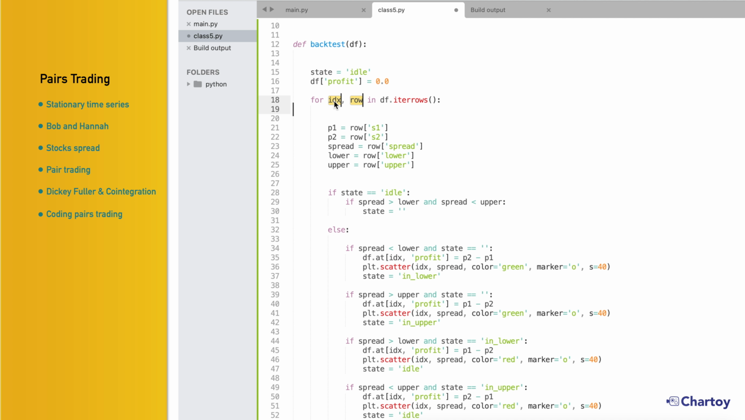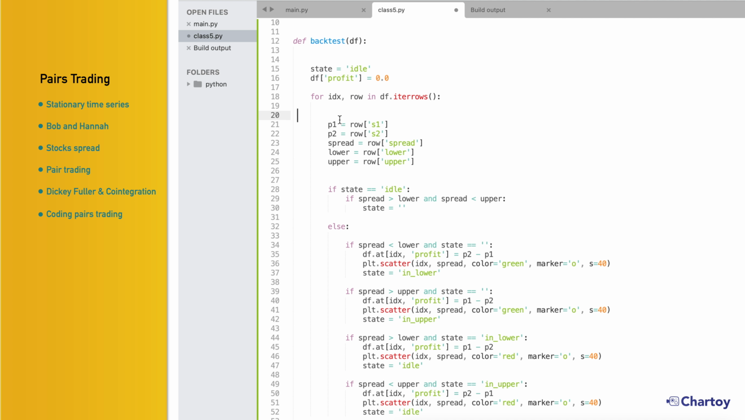So each iteration, we're going to get the row and the index, and we are going to test our signals. So first we define for each row the P1 and P2, which are the prices for each of our shares. And then we're going to define the spread, which is row at spread, right? The spread of two of them. And we're going to define here the lower and the upper bands, right, that we just showed before.